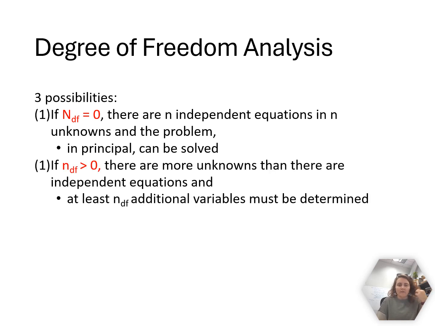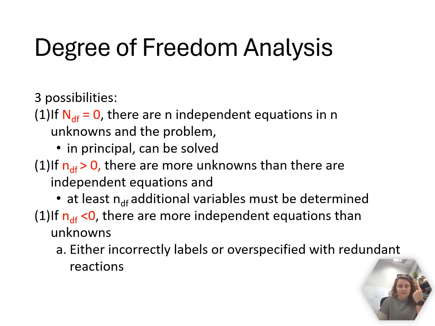We can also have the number of degrees of freedom greater than 0, and that means that there are more unknowns than there are independent equations, and that means that we need at least a certain amount of additional variables, and that number of additional variables that we need is equal to the number of degrees of freedom. So let's say, for example, that we have 3 unknowns. If we only have 2 independent equations, that means we have 1 degree of freedom, which means we need 1 more equation to be specified.